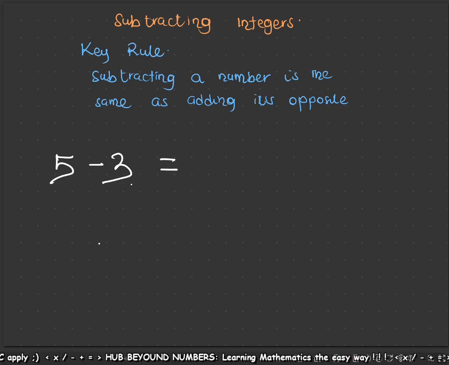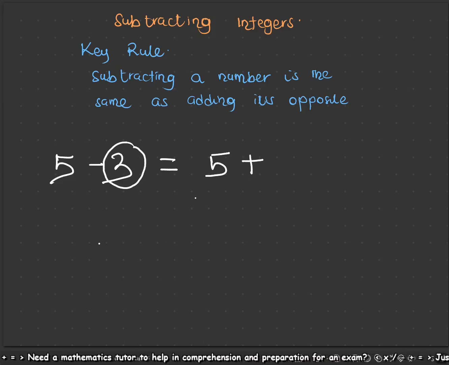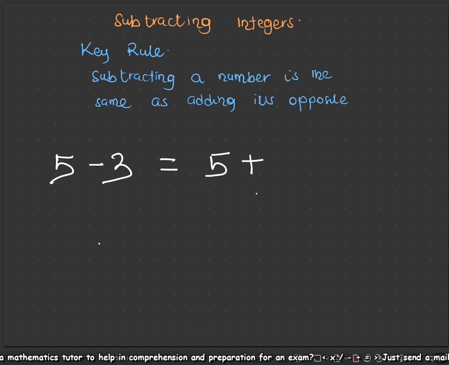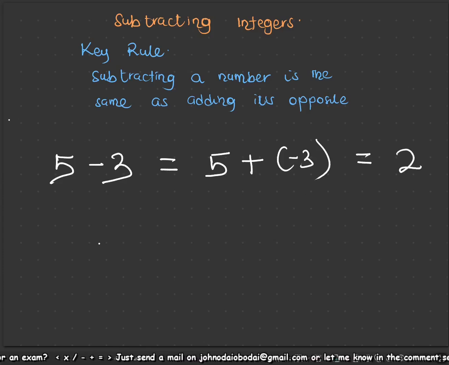So for our first question here, we have 5 minus 3. Of course, you can easily evaluate this, which gives us 2. But if we were to use the rule, it says let's maintain the first integer, which is 5. Then instead of subtraction, let's change that to addition. And then for the second integer, let's change it to its opposite. The opposite of 3 is negative 3. And this can easily be seen as applying the rule for addition. 5 minus 3 giving us 2.